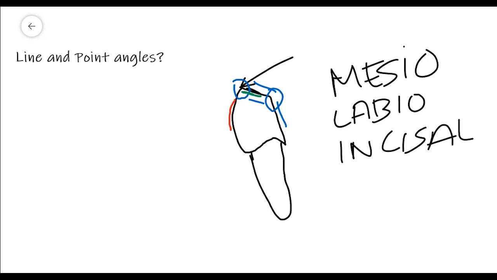We talked about numbering system. Then we moved on to crown and tooth. Then we talked about surfaces of the tooth. We also talked about basic definitions that we use in dental anatomy. We talked about divisions of the teeth, and finally we talked about what are line and point angles.